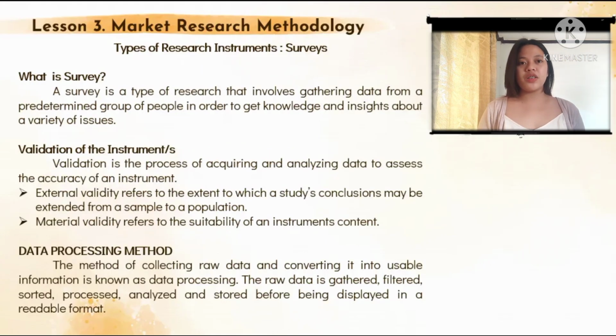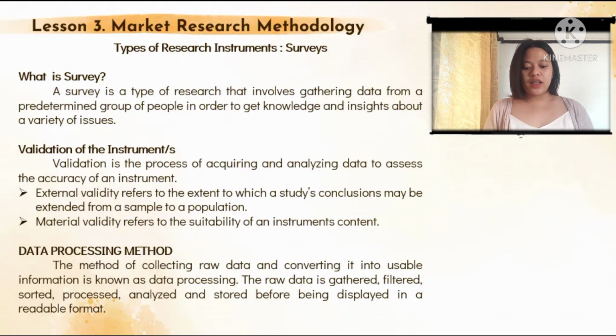Types of research instruments. Surveys. What is a survey? A survey is a type of research that involves gathering data from a predetermined group of people in order to get knowledge and insights about a variety of issues. Validation of instruments. Validation is the process of acquiring and analyzing data to assess the accuracy of an instrument.